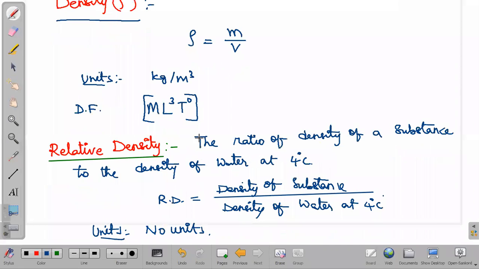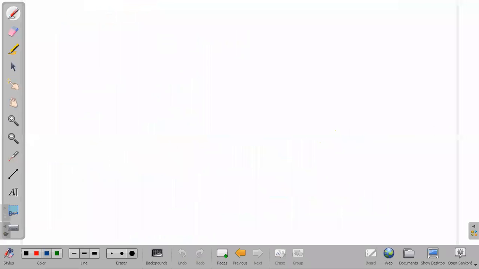And some density values may be useful, so I'll give you some density values. I'll write them on the next page. Densities of some substances we will write. Those we will be using in some problem parts. So we will continue with that. Densities of some substances.